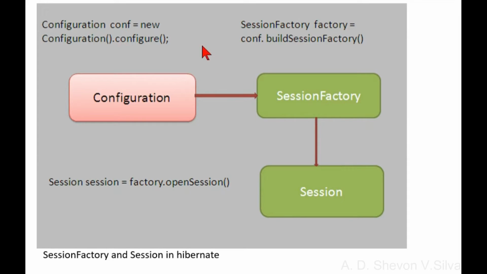Here, first we are creating a Configuration class object and calling the configure method, which has two overloaded versions: one without parameter, like configure(), and another one, configure(String resource). If we use the configure method without parameters, hibernate.cfg.xml is used by default.